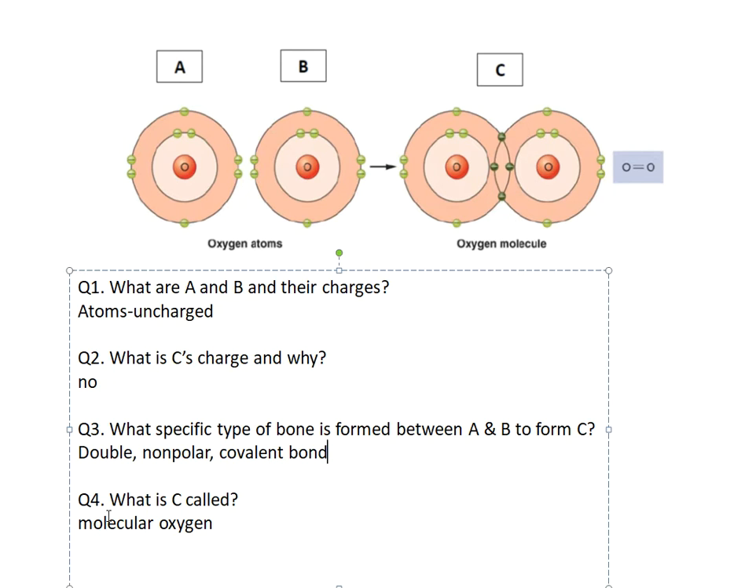And number 4 was, what do we call C? C is a molecule. It's what's called molecular oxygen. Okay, it is a molecule. Why is it not a compound? Well, a compound is formed by two different atoms. Here we have atoms of the same element. So it is a molecule, but it is not a compound like sodium chloride was.